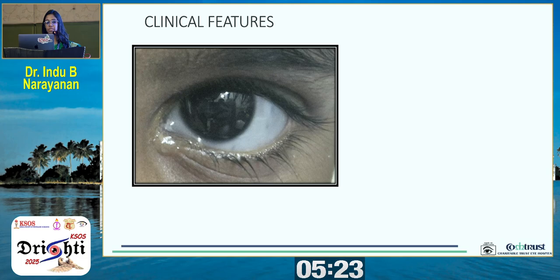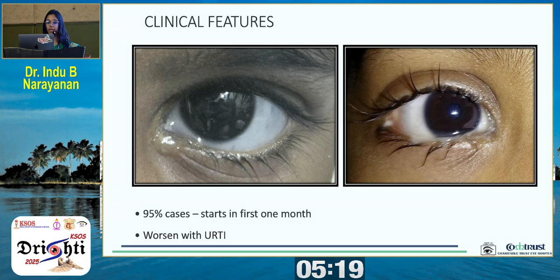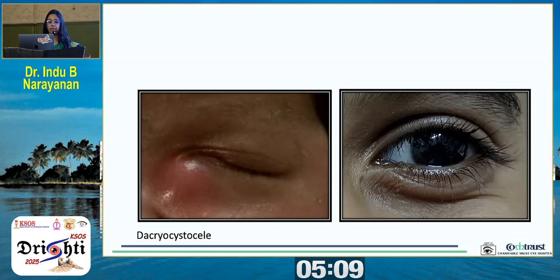Now, clinical features: the child presents with watering, discharge and matting of the lashes, and it usually worsens with URTI. It can also present as a cystic swelling below the medial canthal tendon, which is called dacryocystocele, and also as a lacrimal fistula.